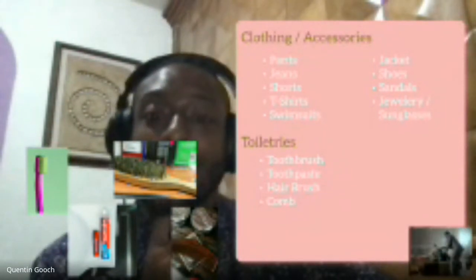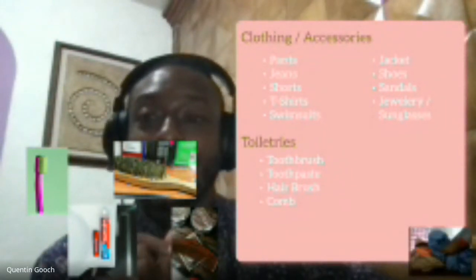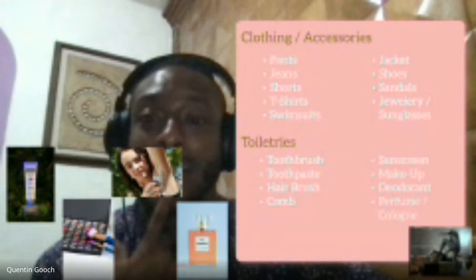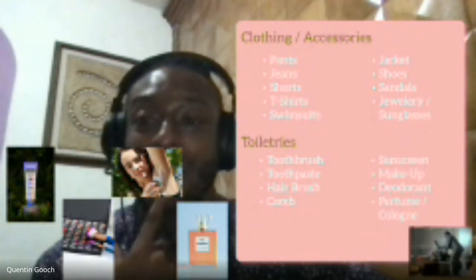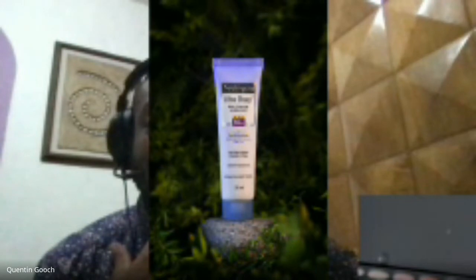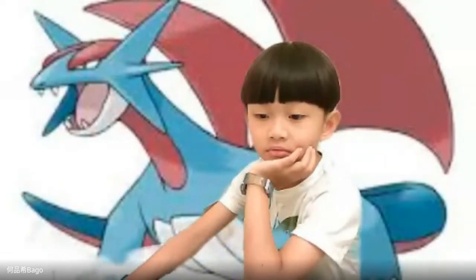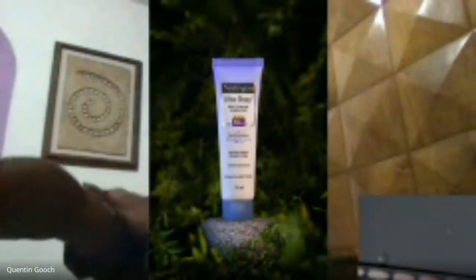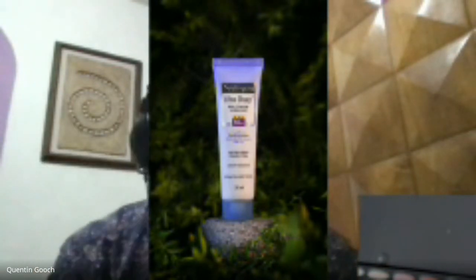Okay? So now let's look at the last group. What is this? Shampoo. Not quite shampoo. This is what we put on our skin. Sunscreen. Ah, you got it. Yes, sunscreen.